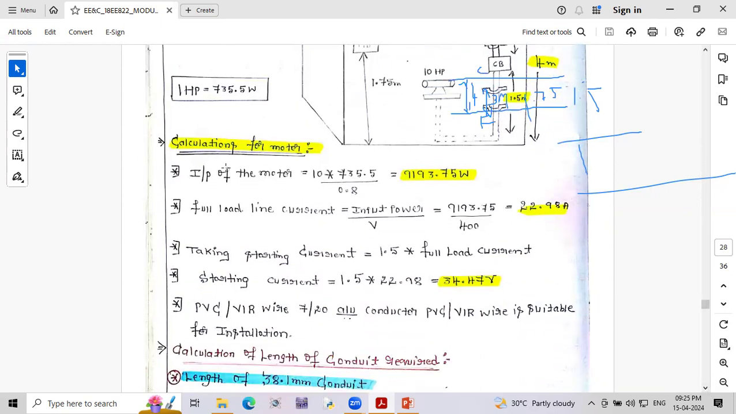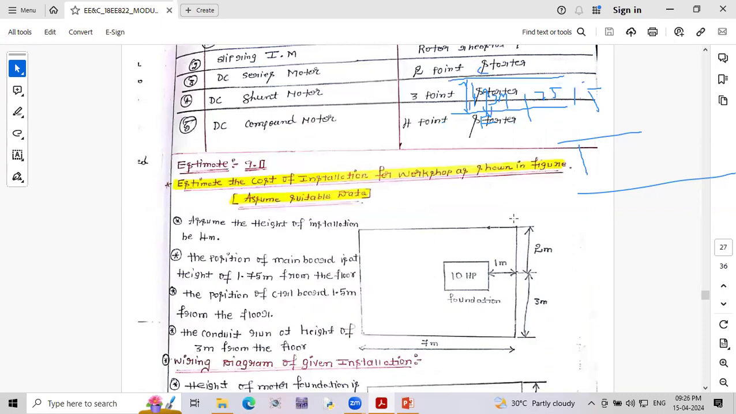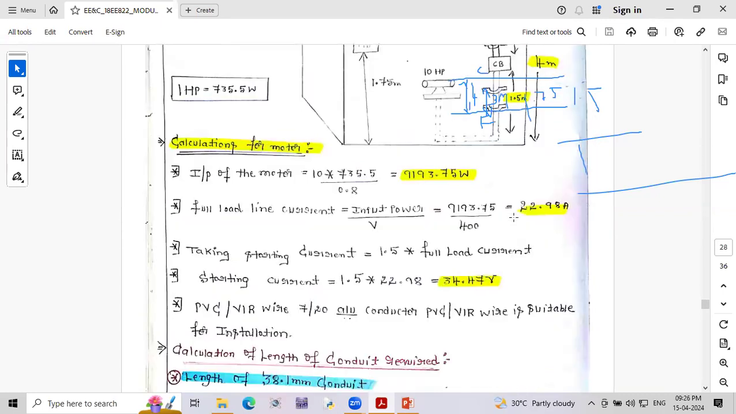Next one, calculation of motor. First we need to calculate the power of the motor. How to calculate the power? We know the formula. In order to find out the power, input power is equal to HP into 735.5 divided by eta, HP into 735.5 divided by power factor.